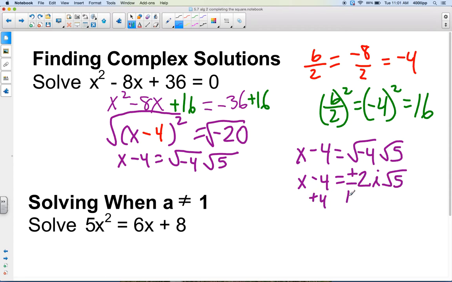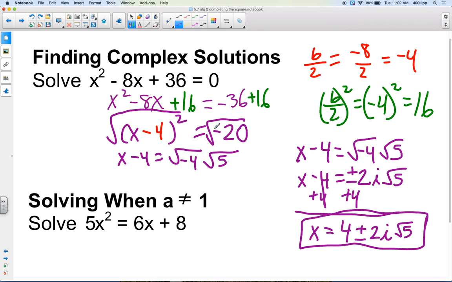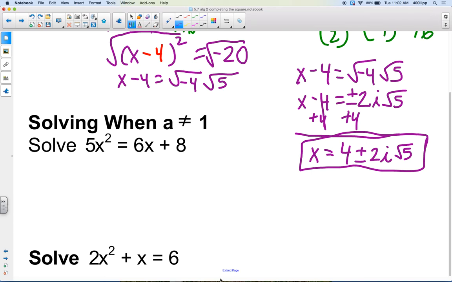I'm going to add 4 here, and here's where our complex solution is. x is equal to 4 plus and minus 2i square root of 5. And this is our solution. It's a complex solution because it has an imaginary number in it. We knew it was imaginary because we had a negative underneath a radical. All right, moving on here.